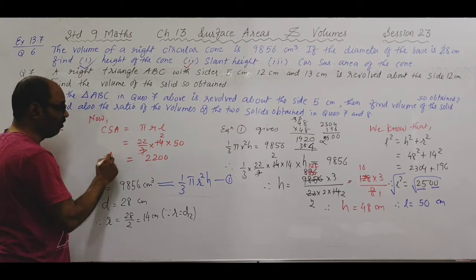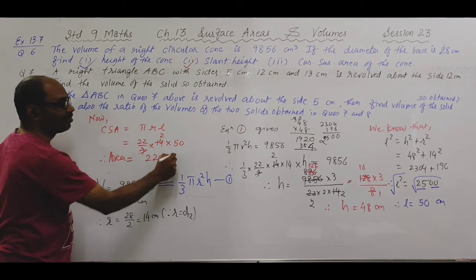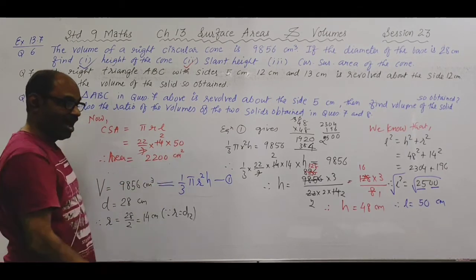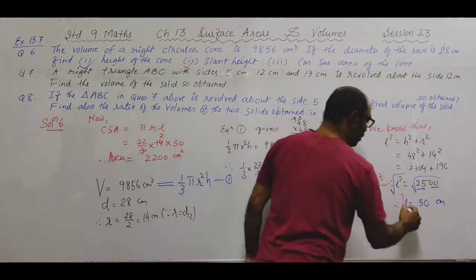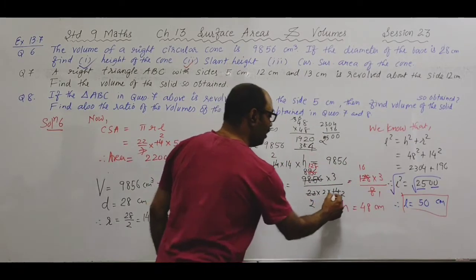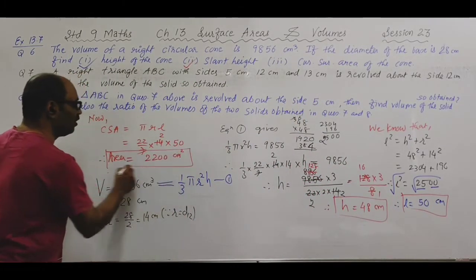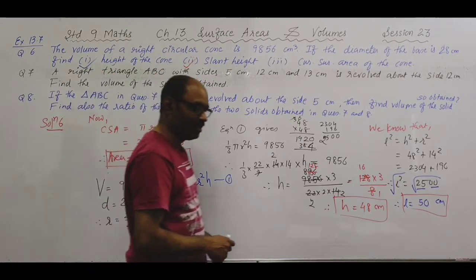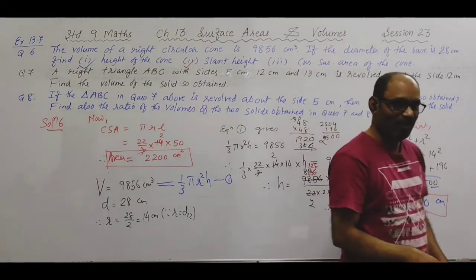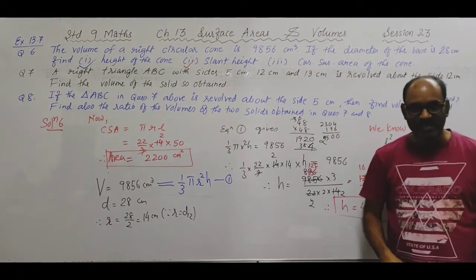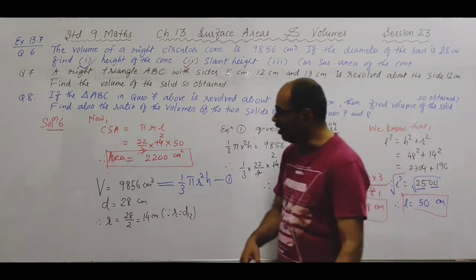Therefore this is area, so the unit is centimeter square. This is length, your second target. This is height, your first target, and this is curved surface area, your third target. So you must put the answers in the box. I hope you have understood. Was that easy?